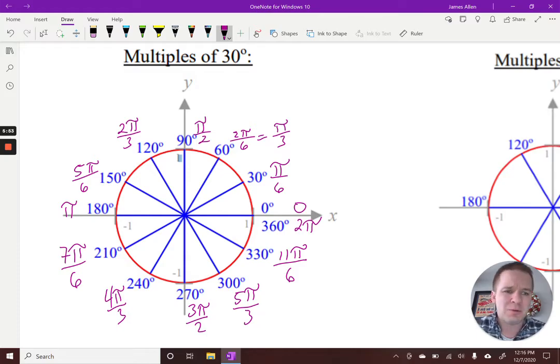Wouldn't it just be nice if they were over 3, because 30? But nope, that's not how it works. Okay, so all of them over 6 are going to be 30-degree reference angles when fully reduced.